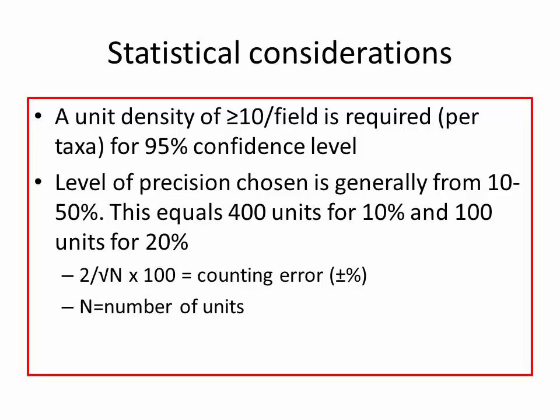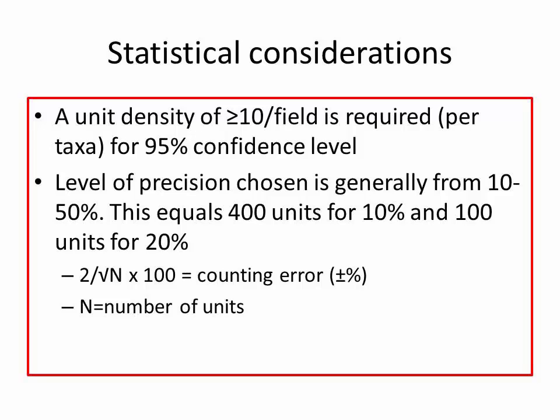And that's usually not hard to accomplish. In other words, we need 10 cells or 10 natural units in those grids, in the field grids that we choose. And then we are assured of having 95% confidence. For the level of precision, in other words, how many units do we have to count, cells, if we want a precision roughly between 10 and 50%, the lower the better.